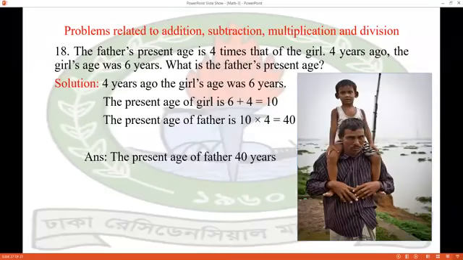18 is simple here. The father's age is 4 times that of the girl. 4 years ago, the girl's age was 6 years. What is the father's age? So 4 years ago, the girl's age was 6 years. So the age of the girl now is 6 plus 4 equal to 10. The age of the father is 10 multiplication 4, which is 40 years. So the age of the father is 40 years. This is today's class. We have less than 1 minute. So we will meet again in the next class.